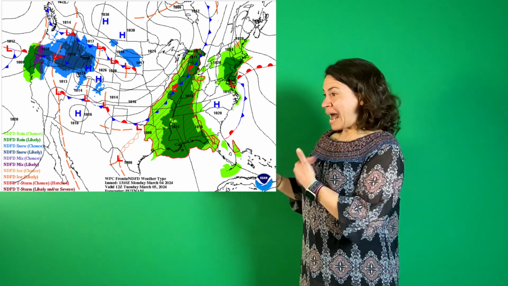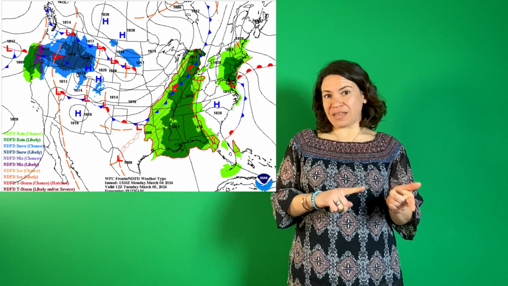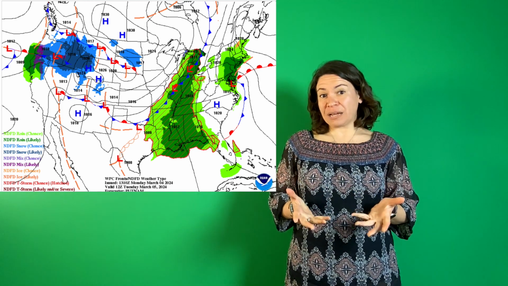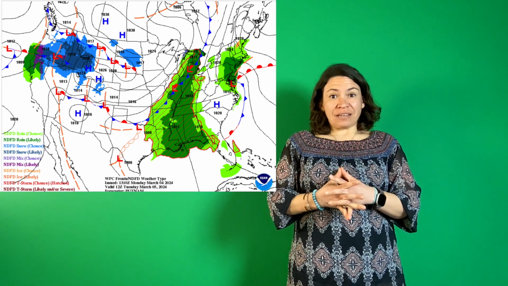So we'll have a very active weather pattern this week, and the trade-off for that will be some slightly warmer and above average temperatures. I'll have more on that in the 5-day forecast. But first, let's talk quickly about meteorological spring.